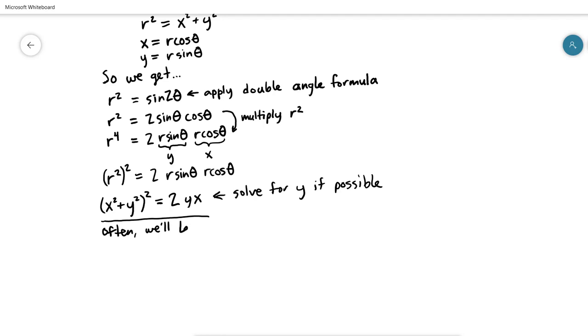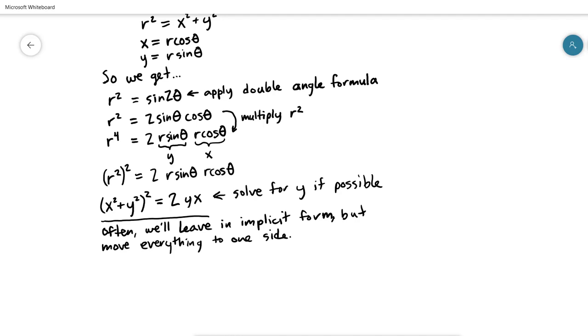Basically, we'll leave it like this, in an implicit form, as opposed to an explicit form where we've actually effectively solved for y. But sometimes it's convenient to move everything to one side of the equal sign.